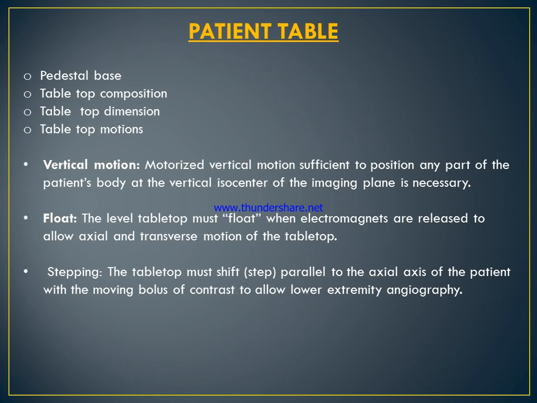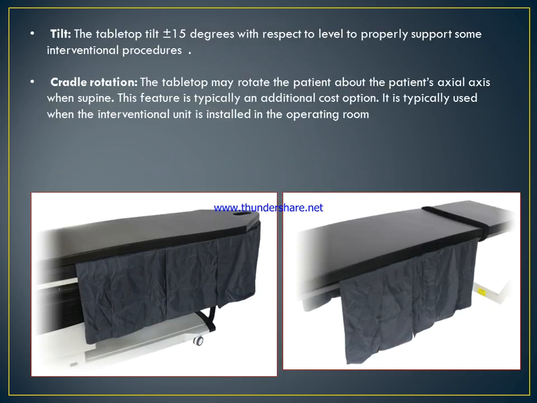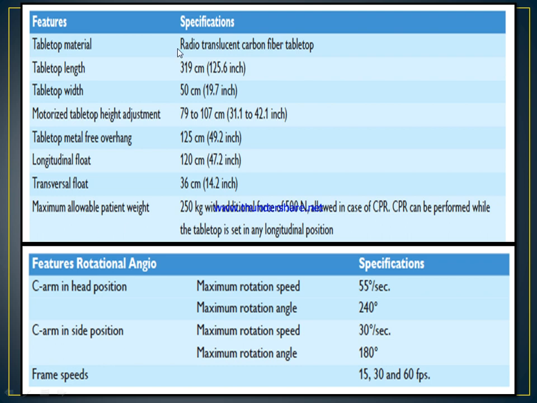For the patient table, we consider the pedestal base, tabletop composition, tabletop dimension, and tabletop motion. In vertical motion, a motorized vertical motion sufficient to position any part of the patient's body at the vertical isocenter of the imaging plane is necessary. Tables are used in float and stepping directions, and we use table tilt and cradle rotations. Tilting is plus or minus 15 degrees. We tilt the table.